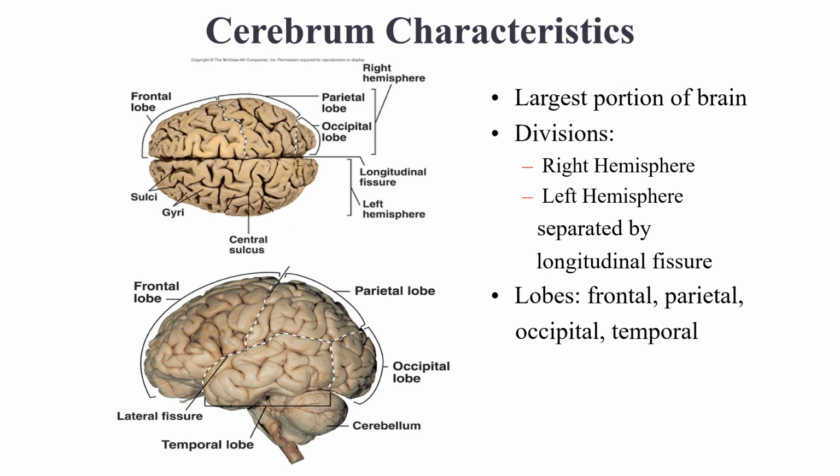So next is the cerebrum. This is the largest portion of your brain. It has divisions, the right and the left hemisphere, separated by what you call your longitudinal fissure. So this part is your longitudinal fissure. This is the right hemisphere, and this is the left hemisphere. For the lobes, you have your frontal lobe, your parietal lobe, the occipital lobe, and your temporal lobe. The temporal lobe is here.